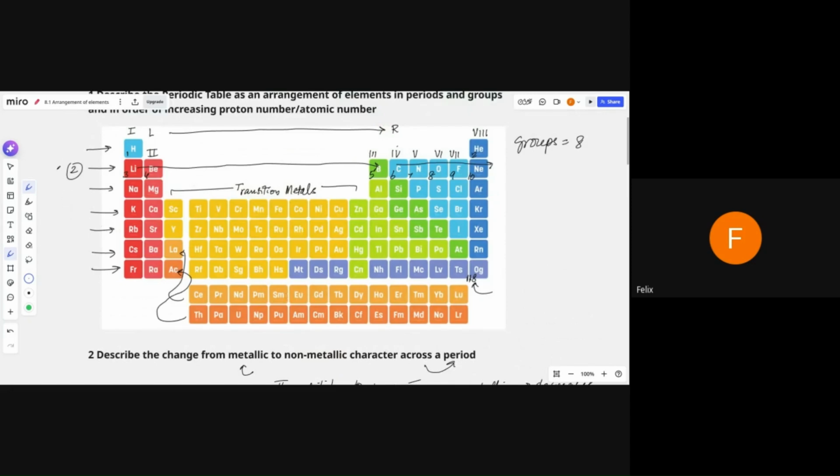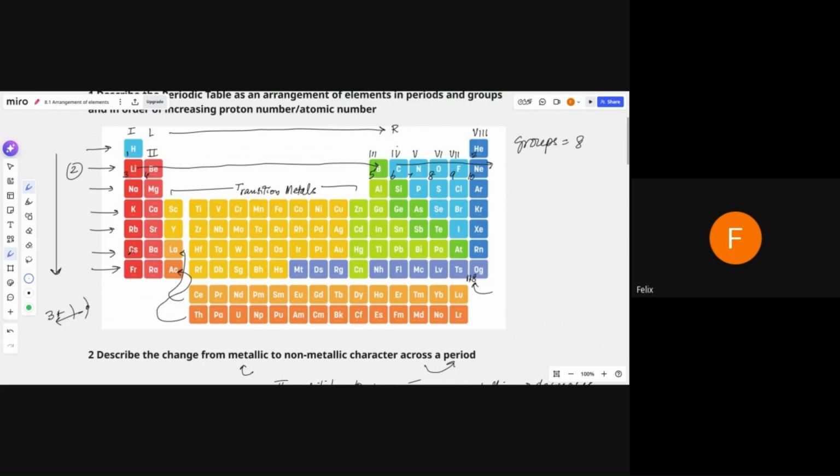So the metallic character increases because electrons can be lost more easily because of the shielding effect, and since the outer electron is further away from the nucleus, right? So let me give you an example. Lithium, for example, is in period 2, so it will have two shells. That's the nucleus, so 1 and 2, right? And we have 3 protons in the nucleus. So the outermost electron, which is very close to the nucleus, is held strongly by the nucleus.